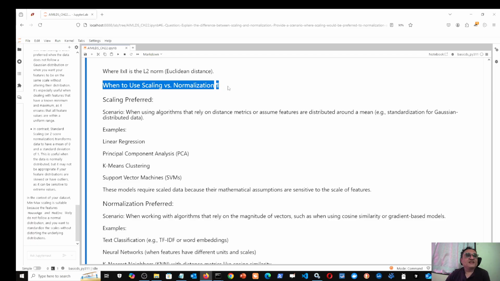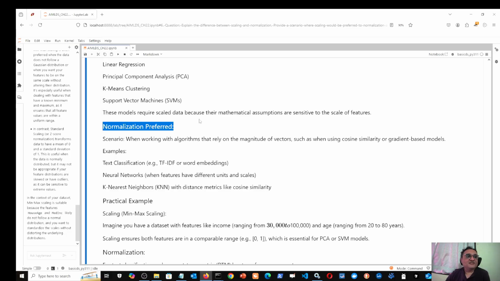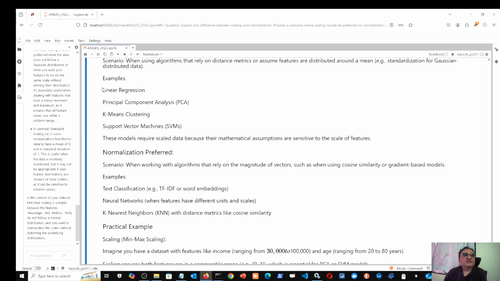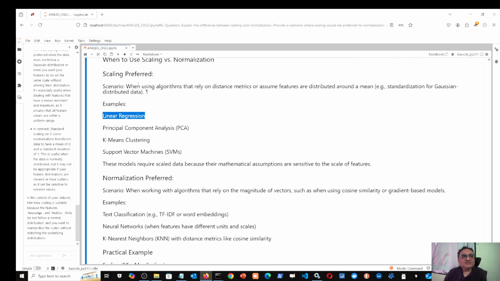So here, when to use scaling versus normalization? Scaling preferred, that is all this scenario, and normalization preferred, that is all this scenario. Scaling is preferred in linear regression. Now scaling means it may be min-max scaling or standard scaling. That again depends upon which kind of output you want, whether you want a bound output or what. Okay, so that is fine, but both min-max or standard scaling is preferred if you are doing linear regression, or principal component analysis, K means clustering, support vector machine. Now these three we have learned, but this we have not yet learned.